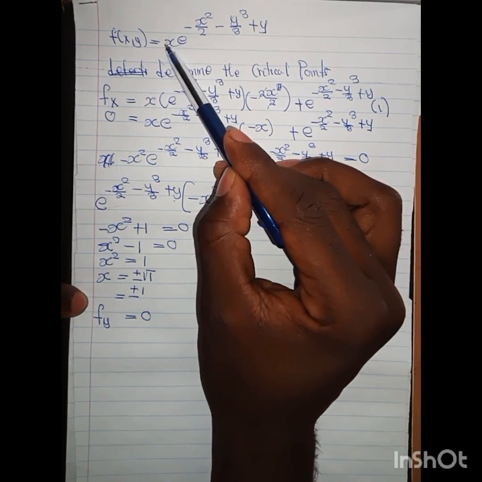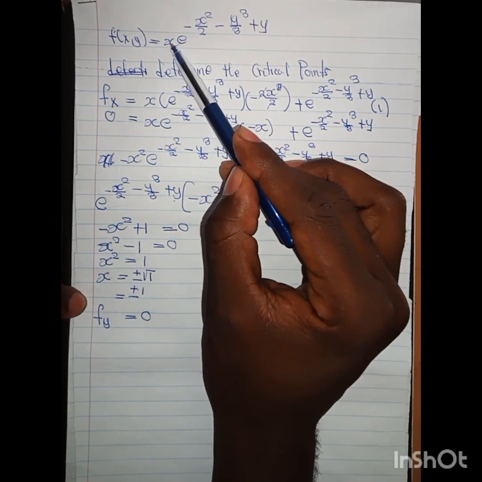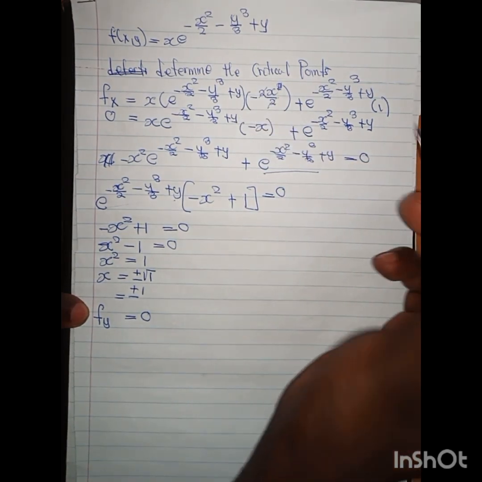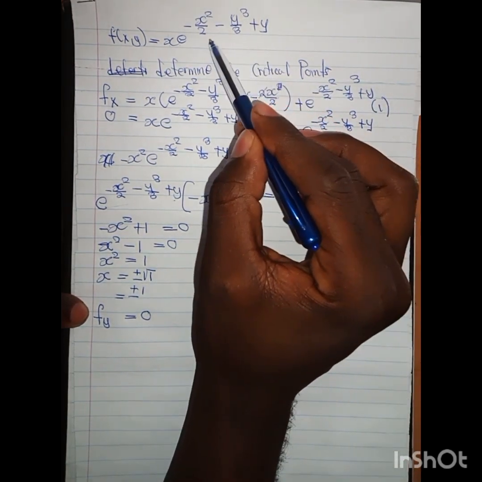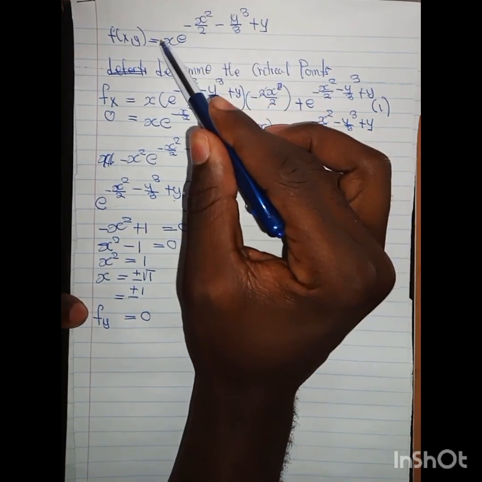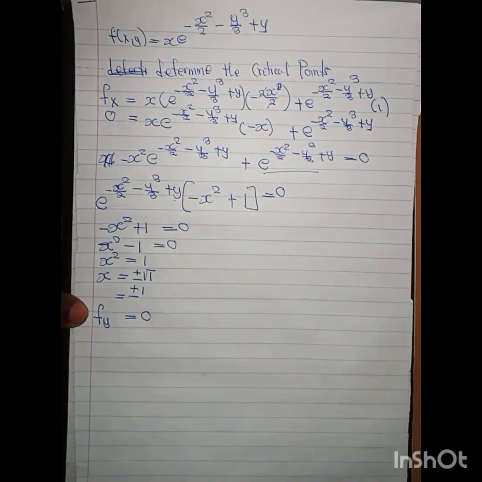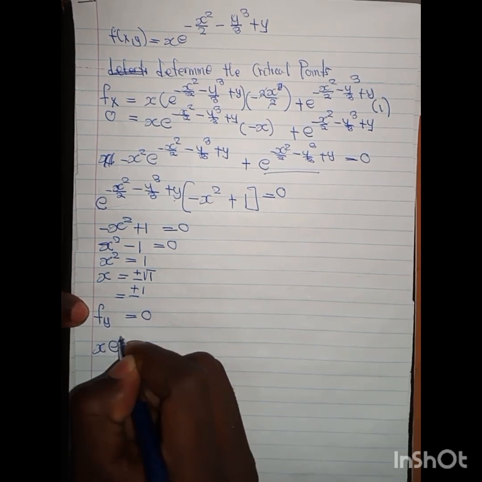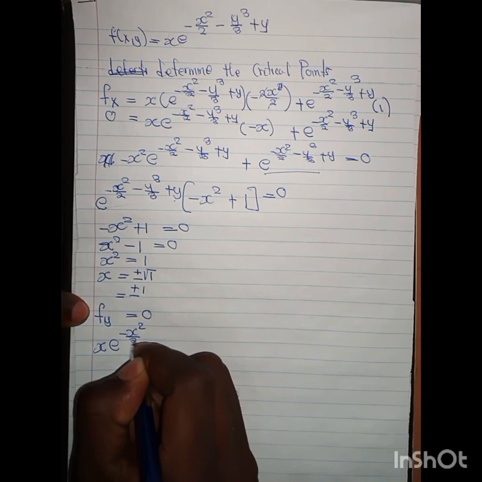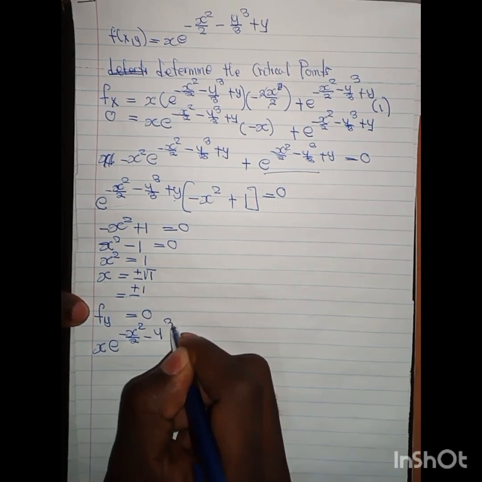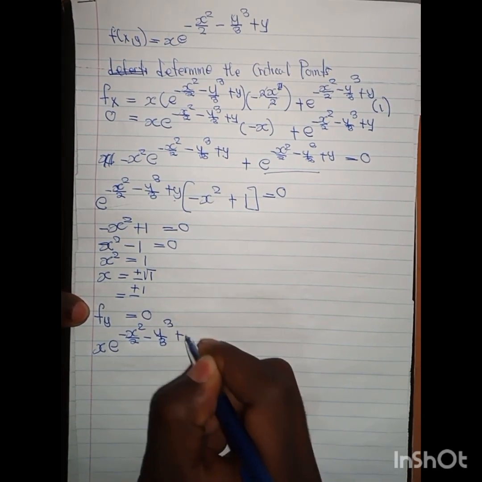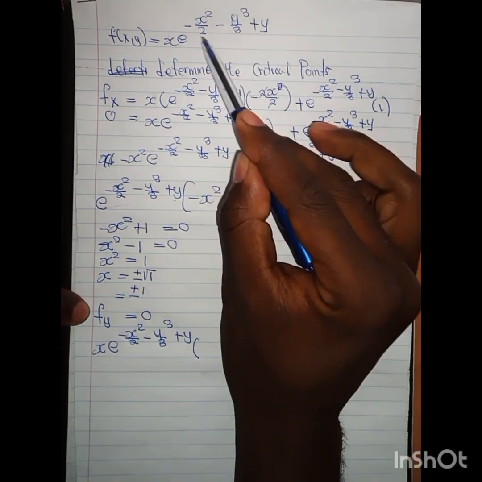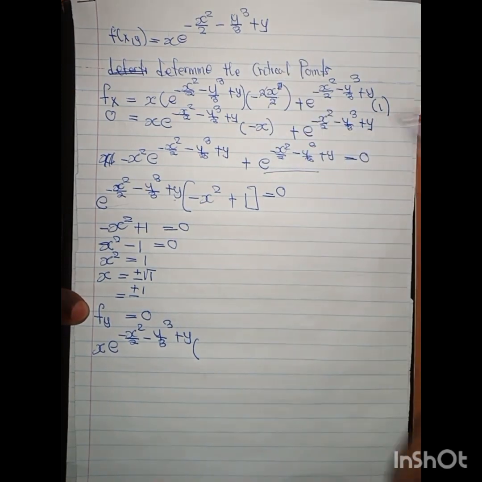Since the first term is x, not y, and we want to differentiate with respect to y, this time around we are not going to use the product rule. We are just going to directly differentiate this function with respect to y, and keep x as neutral. Then we'll have x e to the negative x squared over 2 minus y to the third over 3 plus y. Then we multiply by the derivative of whatever is at the top with respect to y.